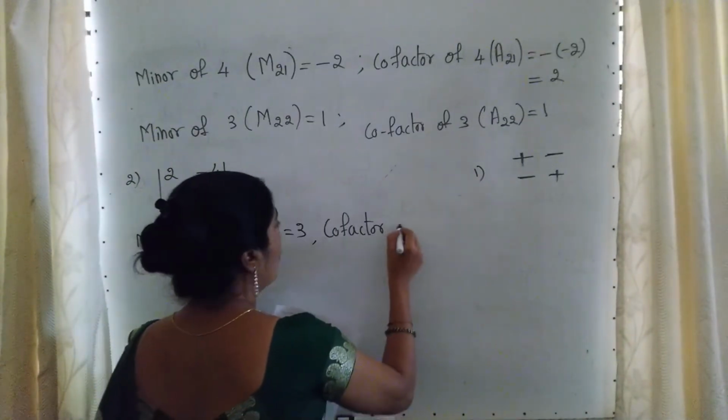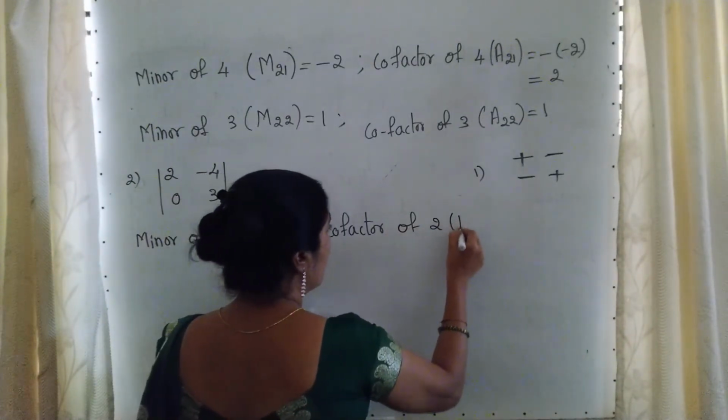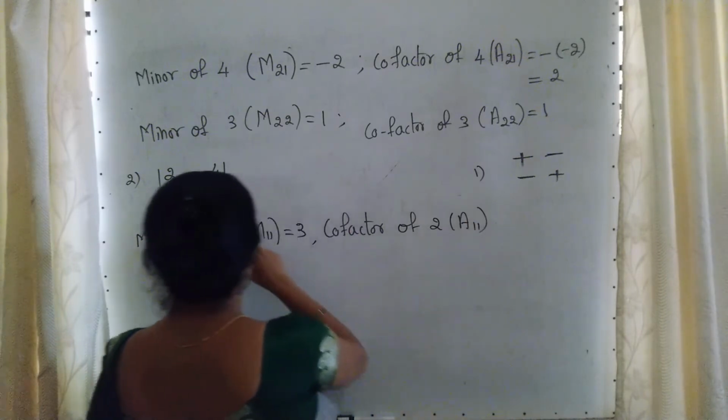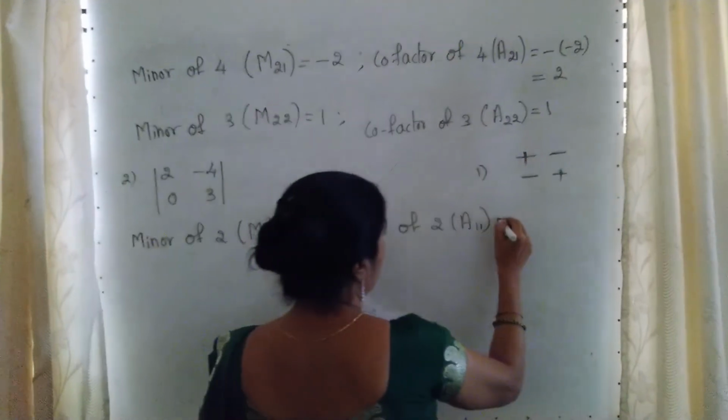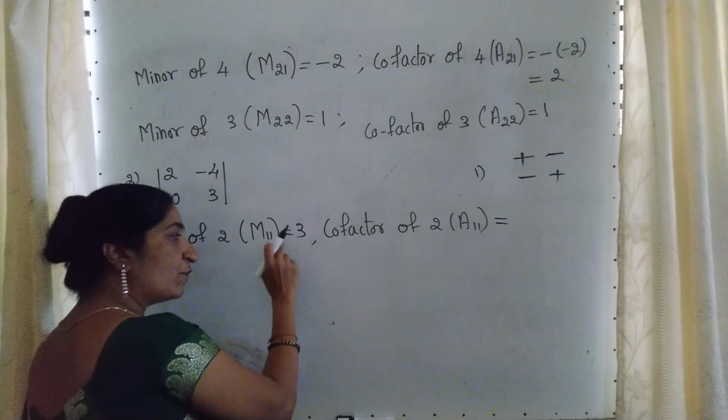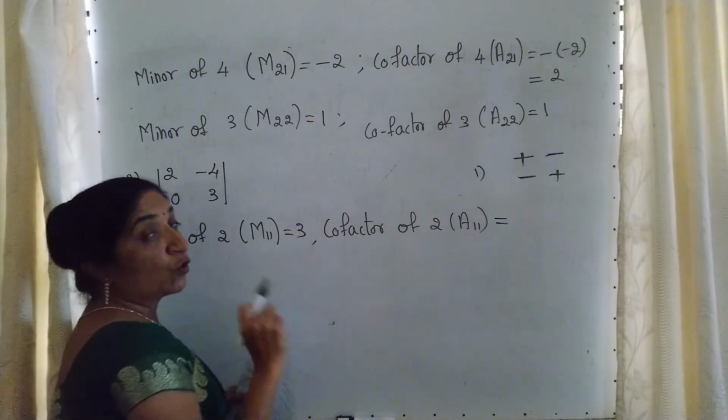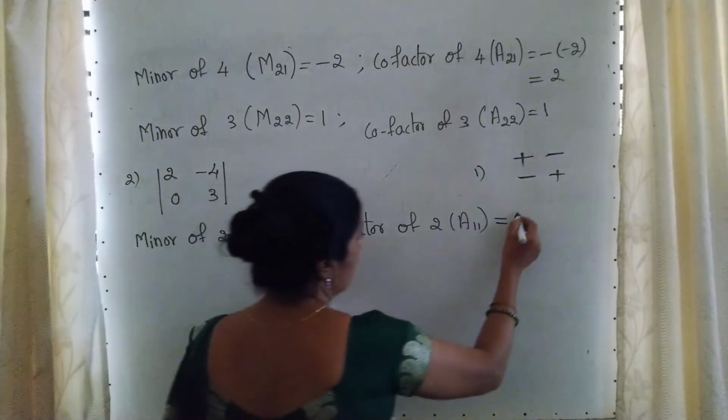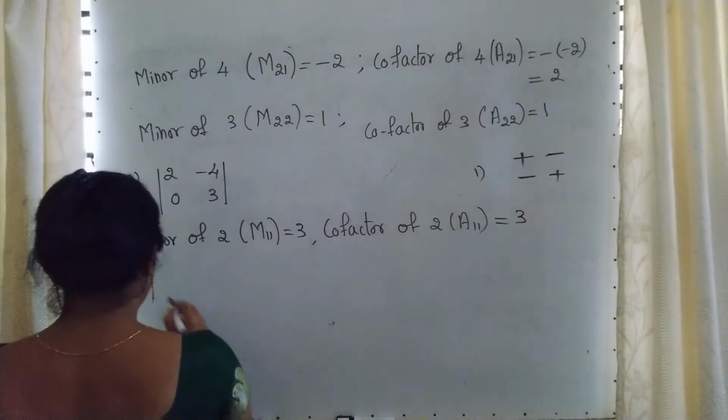Cofactor of 2, that is capital A11. In place of 2, which sign do we have to write? Plus. That means whatever is the answer, for that we write plus, so no need to write plus. Simply 3 is enough.